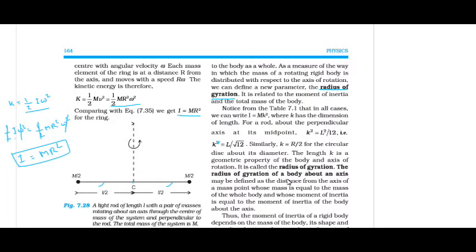The radius of gyration of a body about an axis may be defined as the distance from the axis of a mass point whose mass is equal to the mass of the whole body and whose moment of inertia is equal to the moment of inertia of the whole body about the axis.